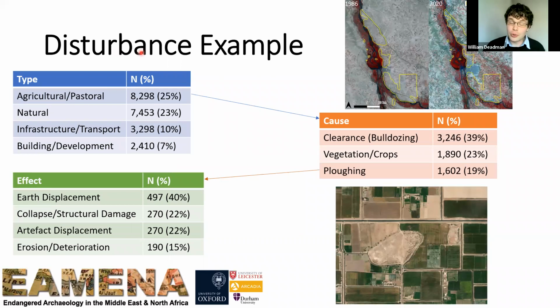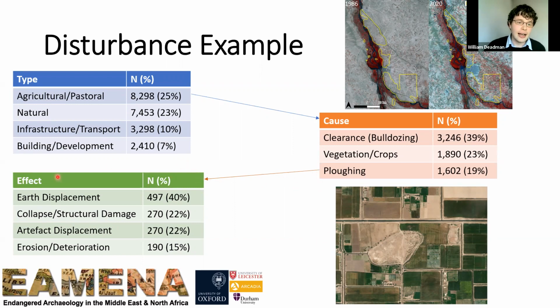And then we also record the causes of the disturbance, which is the specific thing that's being done that's damaging the site. So these are just the top three from agricultural and pastoral. These include clearance or bulldozing to basically expand fields or to get things out of the way of the edge of fields, vegetation or crops being grown over the top of sites or near sites, and then ploughing being done over the top of or around the edges of sites as well. These are all different causes that we can record in the database.